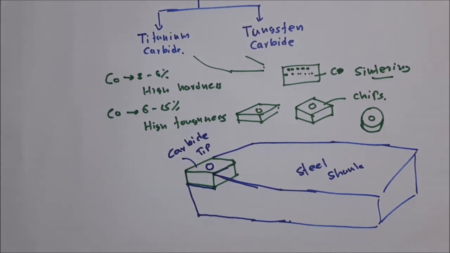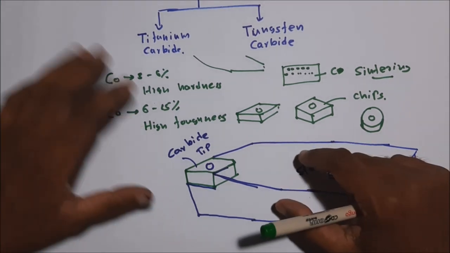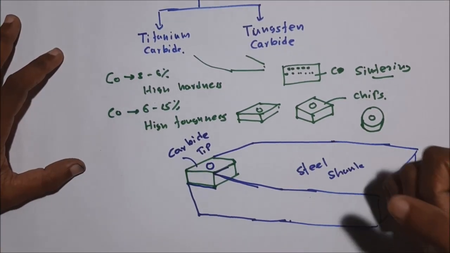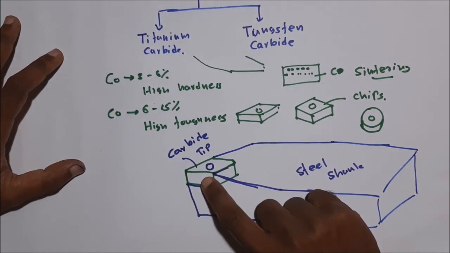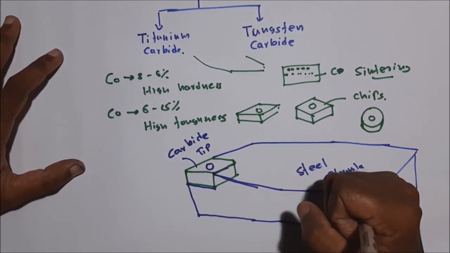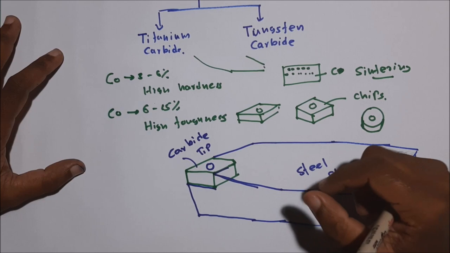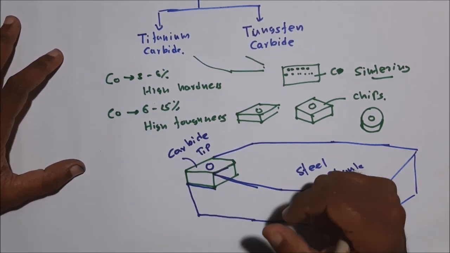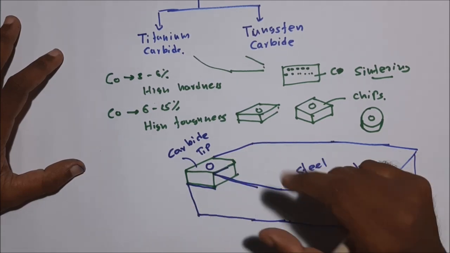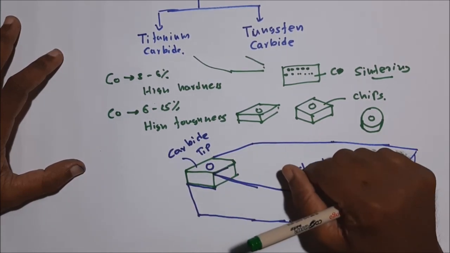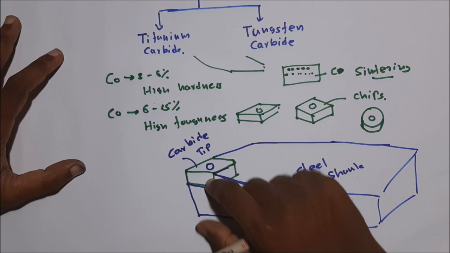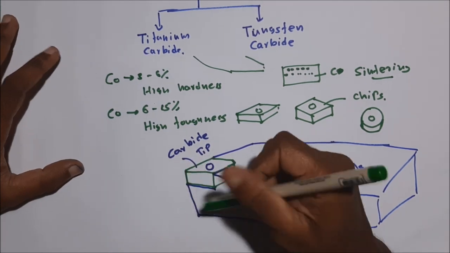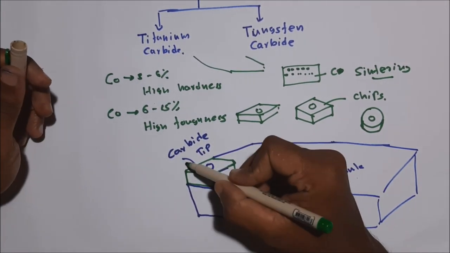Okay. Then what happens when it is mounted on this steel shank? The steel shank has the toughness property. The carbide has the hardness property. Combining these two gives both the toughness property and the hardness property for the combined tool. This is the cutting area. This is the tip of the cutting tool.